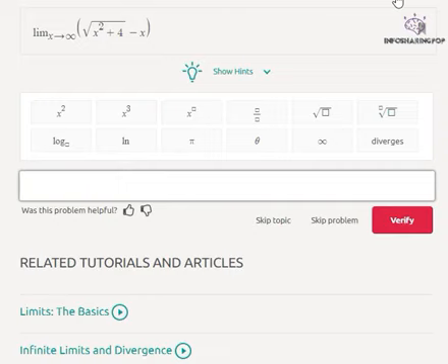I'm going to find another one over here. Now this is for the infinity. This is for the infinite cases.